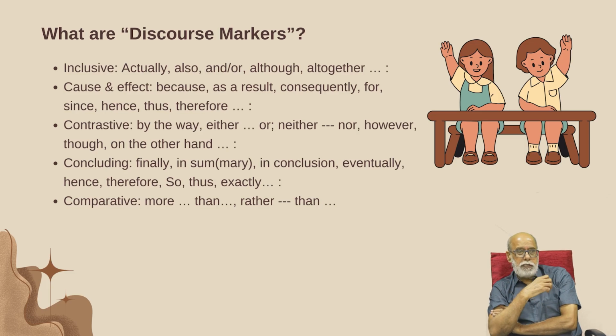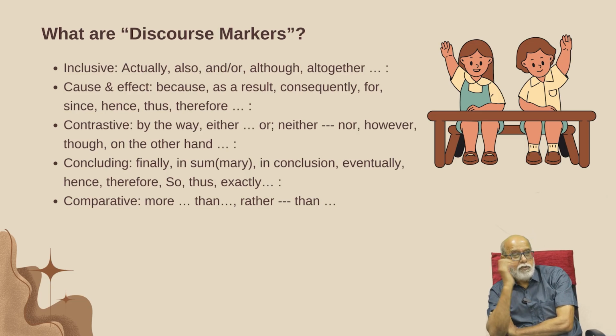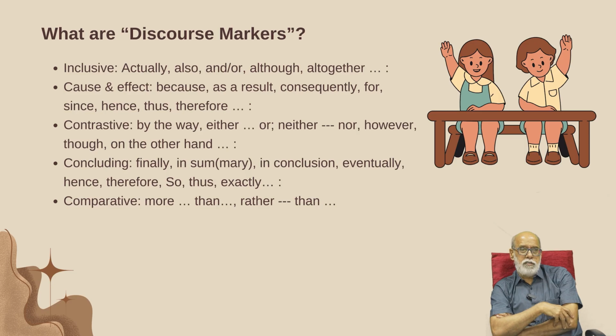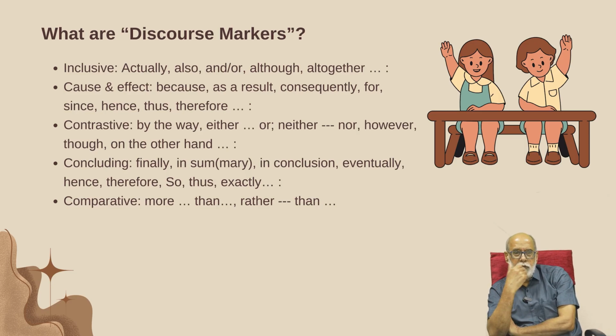But if you are talking about cause and effect, if there is fire, there will be smoke. So smoke is the effect, fire is the cause. If you want to talk about that, then words like because, as a result, consequently, for, since, etc. will do.